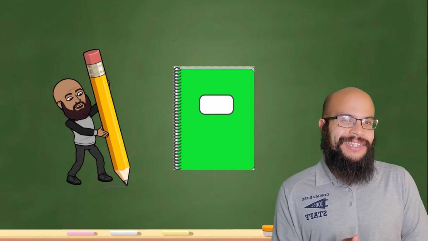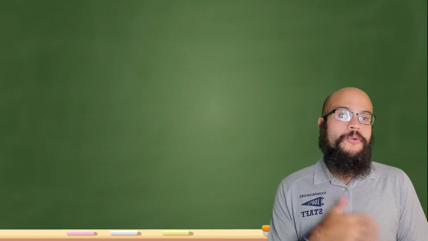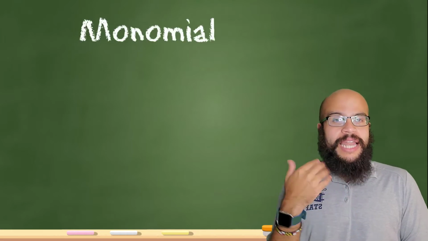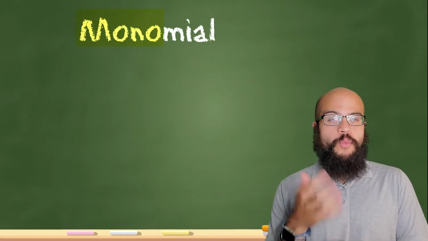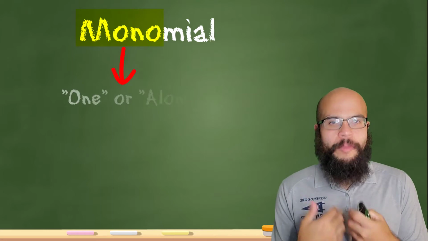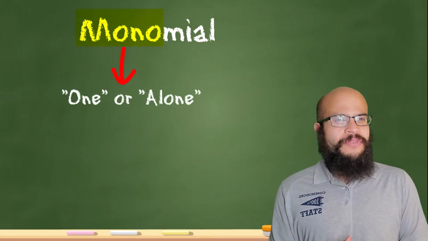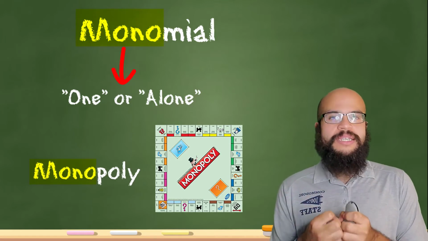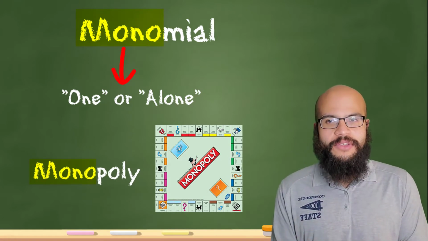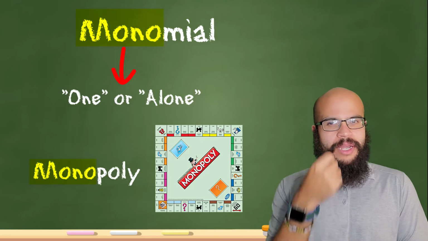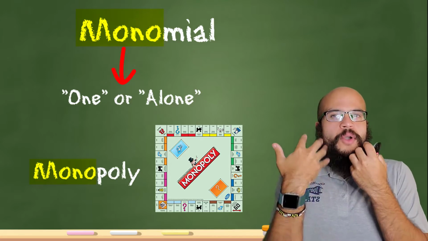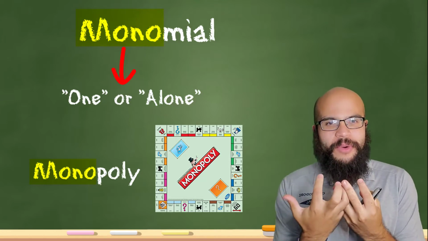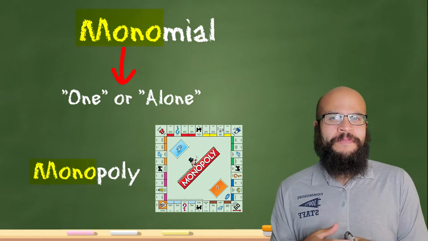But with that said, let's get started by talking about a new vocabulary term, which is monomial. Now, the prefix mono means one or alone or by itself. So think of the word monopoly, which is when one business kind of runs an entire industry, right? Think about the board game Monopoly, where your goal is to be the only one left and you own everything, right? You're the only one there owning all the property.